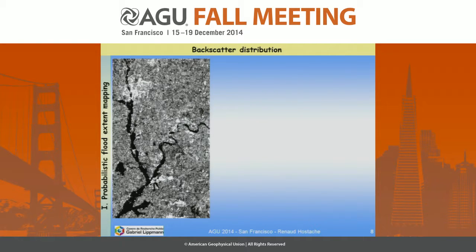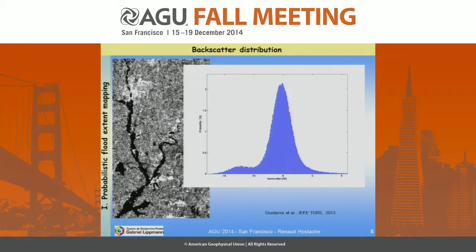Here is an example of one of the two images that have been acquired during this specific flood event. As you can see, in this image, water appears dark due to specular effect, so with a very low backscatter value. From this, we can see that there are two main populations on the image histogram. One with low values that correspond to open still water, and the rest corresponding to dry pixels.